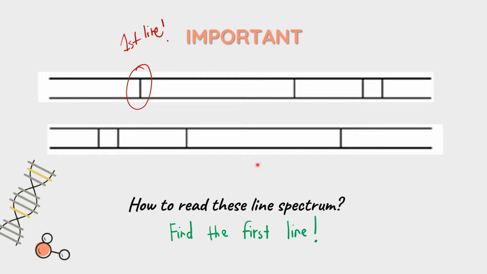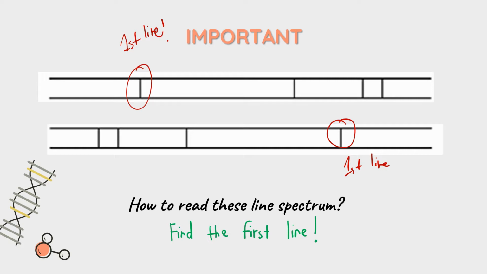You can apply the same method in this line spectrum as well. In order to find which line is the first line, you have to look at both ends of the spectrum. From these two ends, identify which end has a huge gap with its neighboring line. For these two, they have a huge gap, but between these two, they only have a small gap. So definitely, again, this will be the first line as well.